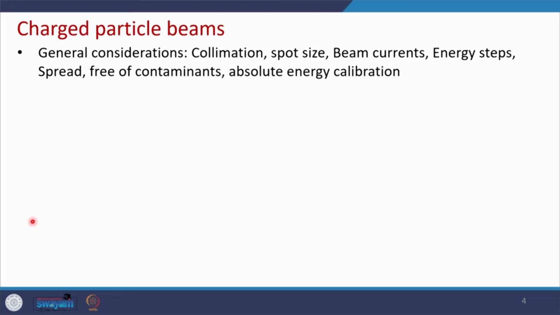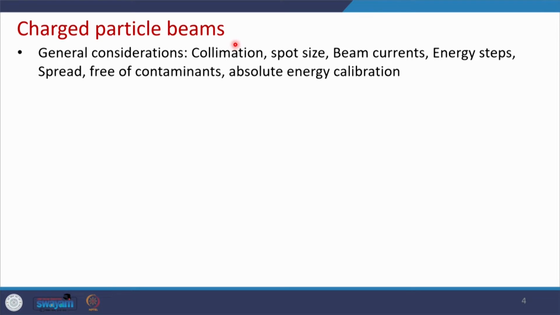What are the general considerations for the charged particle beams? The general considerations look like this. Collimation. The particle beam coming from the particle accelerator has to be collimated well. Otherwise, instead of falling on the target material, it can fall on the material surrounding the target material, and it can give you unwanted radiation.